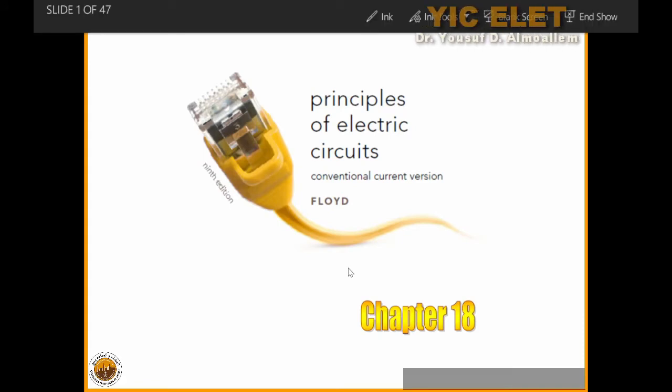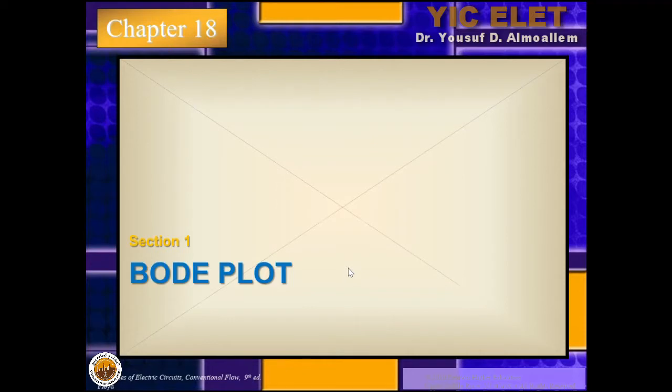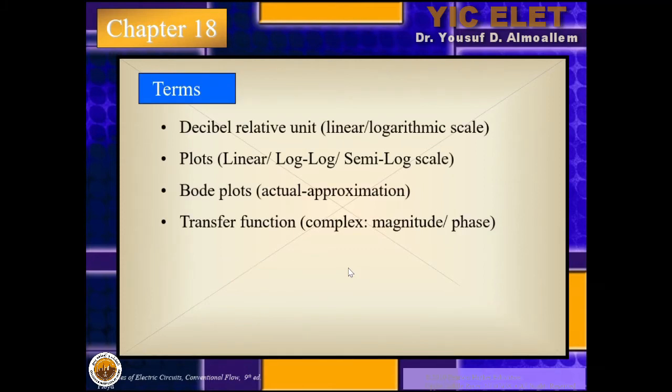Okay, so this is chapter 18 and this is the first section of it, the Bode Plot. Here we're going to start with defining a few terms and understand some plots. First of all, we will start with describing the decibel relative unit. We will check the linear and logarithmic scales, the two types, the linear scale and the logarithmic scale. Then we will move to the plots and we will focus on what we call the semi-log scale.